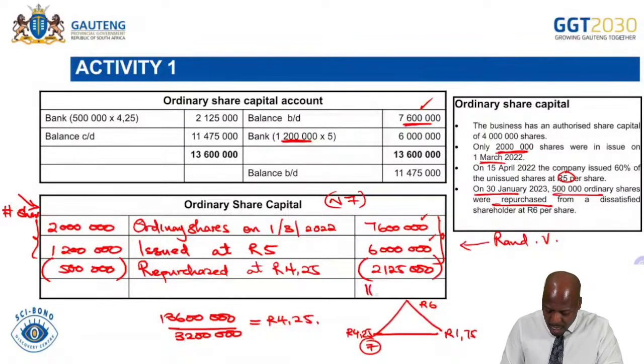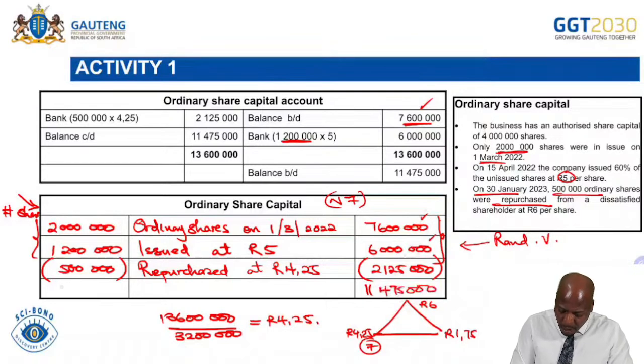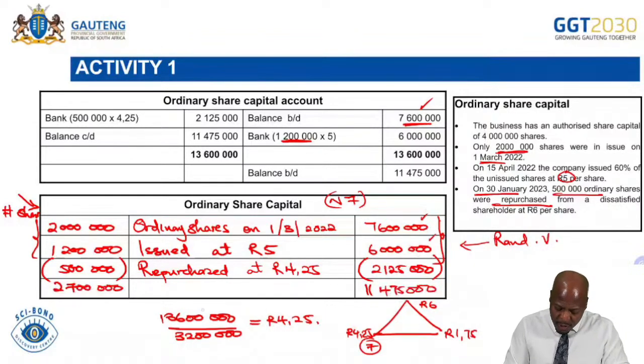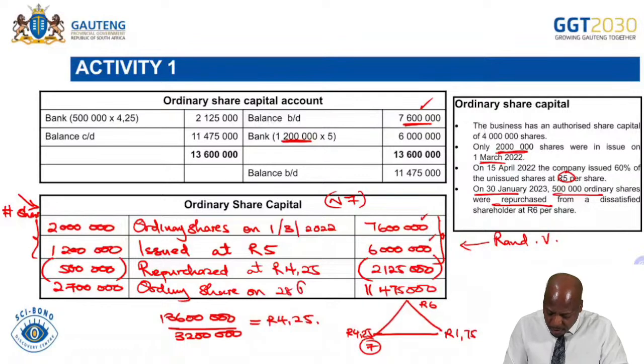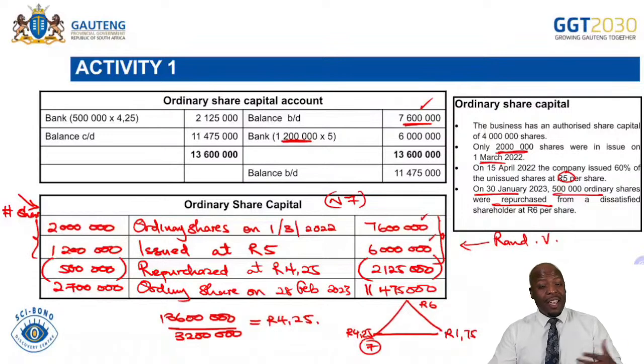We come down here and we end up with 11,475. And then we come here. We have our number of shares at the end, which is your 2.7 million. There it is. That is your ordinary shares at the end, on 28 February 2023. Other texts will just say at the end. Still one and the same thing.